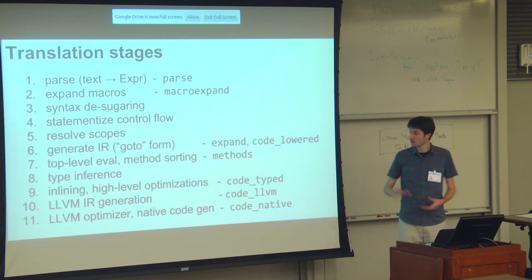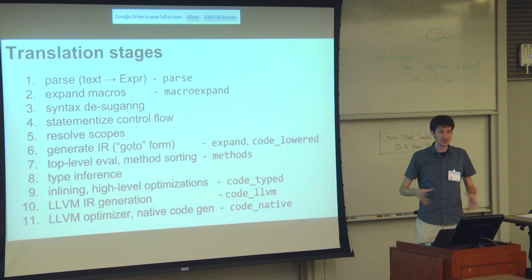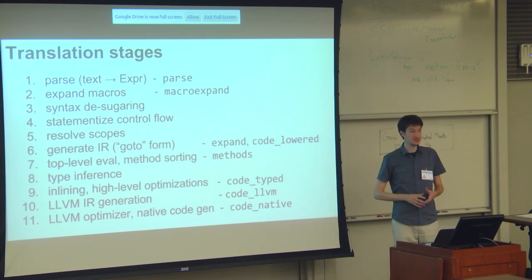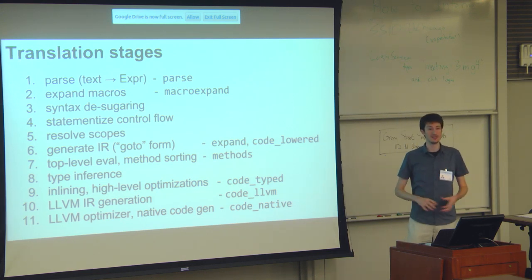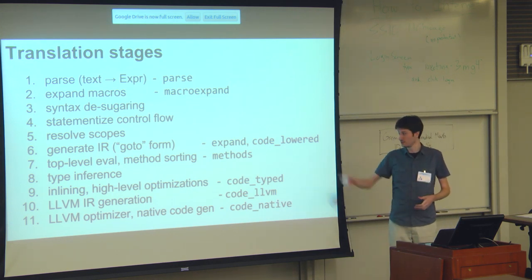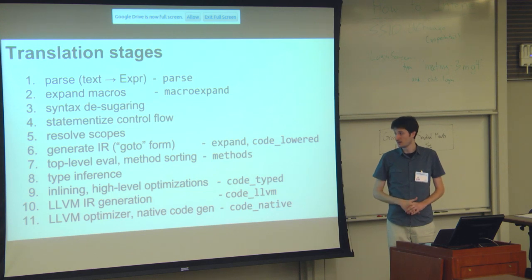And so at that point we have something we can execute, and everything starts from top-level expressions. Given a top-level expression in a file or entered at the REPL, it'll be evaluated. Usually part of that evaluation will involve inserting some kind of definition, so usually something will get added to a method table. That's what your typical top-level expression does. And you can see the method tables and search them using the methods function.